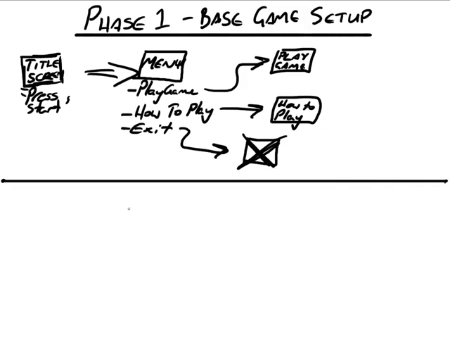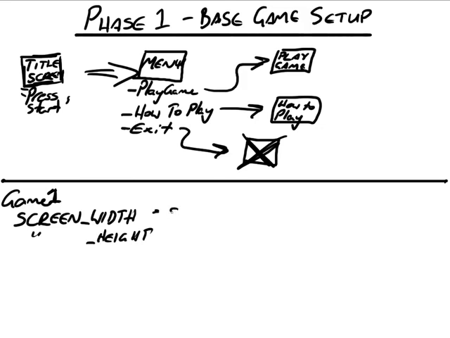First things first is the Game 1 class, which of course we already get when we start up the entire project. So what are we going to need to add into this one? We're going to need to add in the constants for game width and height, or screen width and screen height, H-E-I-G-H-T. Width is going to be 800, height 600.